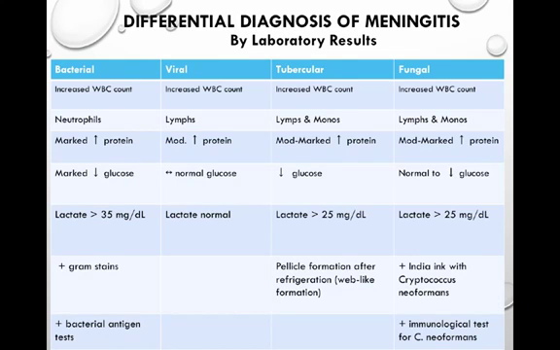This is one of those handy dandy little charts. It's been consolidated to help you consolidate your notes. So in the table are the typical lab results you see with different types of meningitis. Spend some time looking over this chart, and that can help you compare the various lab results seen in bacterial, viral, tubercular, and fungal meningitis.